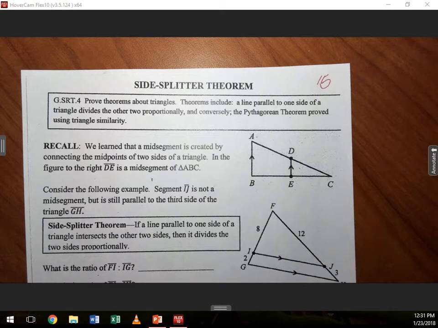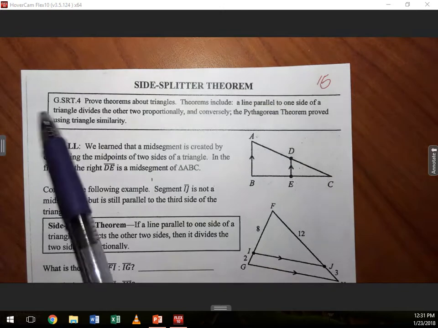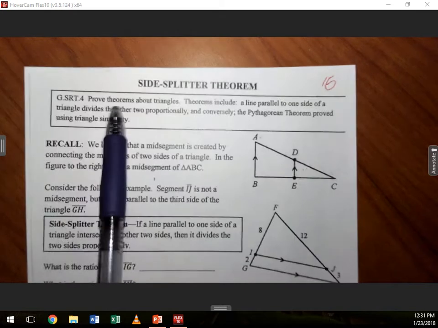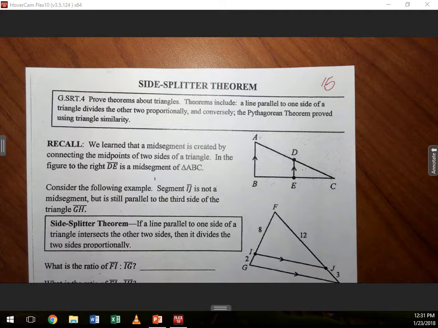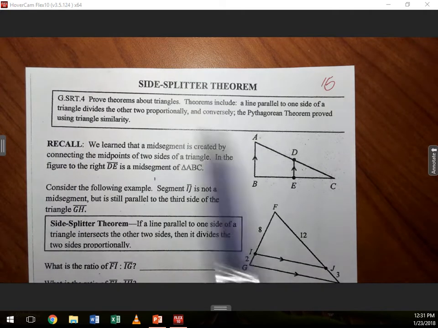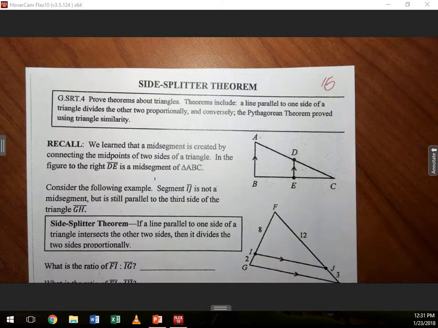Okay, so let's take a look at this problem right here. So we have this geometry 2 side splitter theorem. If you look right here, we have GSRT4. We've actually done a couple SRT4s before, but this is actually a different one. If I was to look at my test, I think it's like SRTC4, but either way, but still.